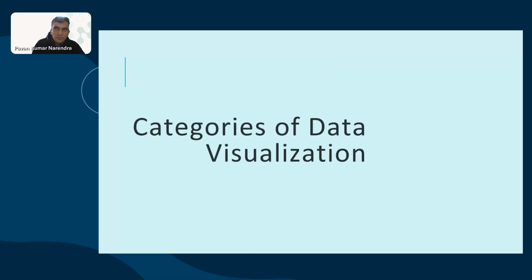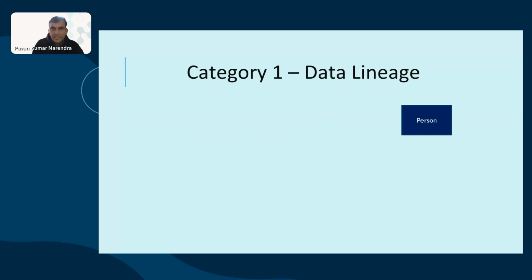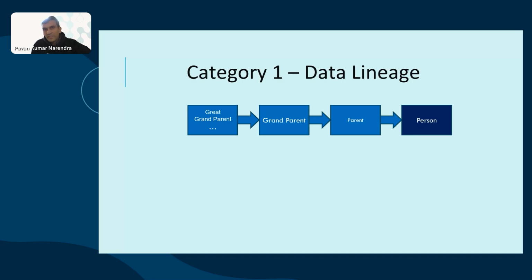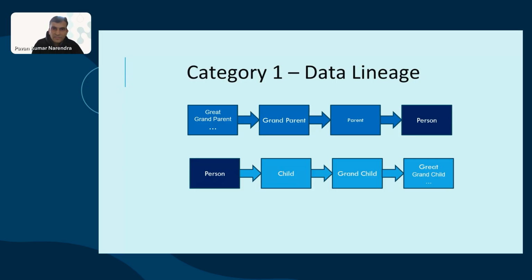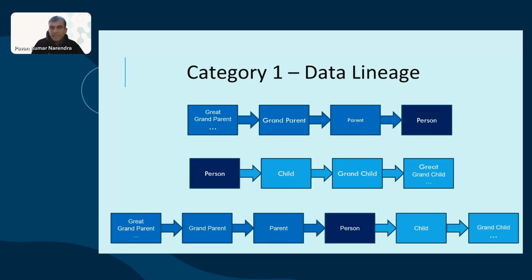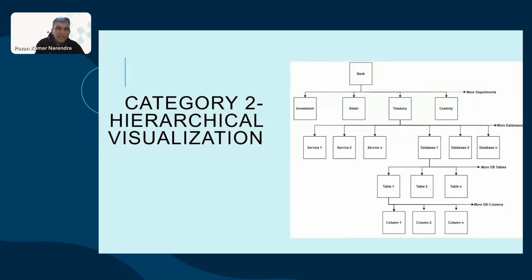I'll go to the demo in a minute, but I want to show the categories of data visualization that we support. One is data lineage. What is a lineage? Just imagine there's a person, and he has a parent, grandparent, great-grandparents, and the same person has a child, a grandchild, and a great-grandchild. Together, the upstream and downstream form a data lineage. For a person, the data lineage is his grandparents and his descendants.